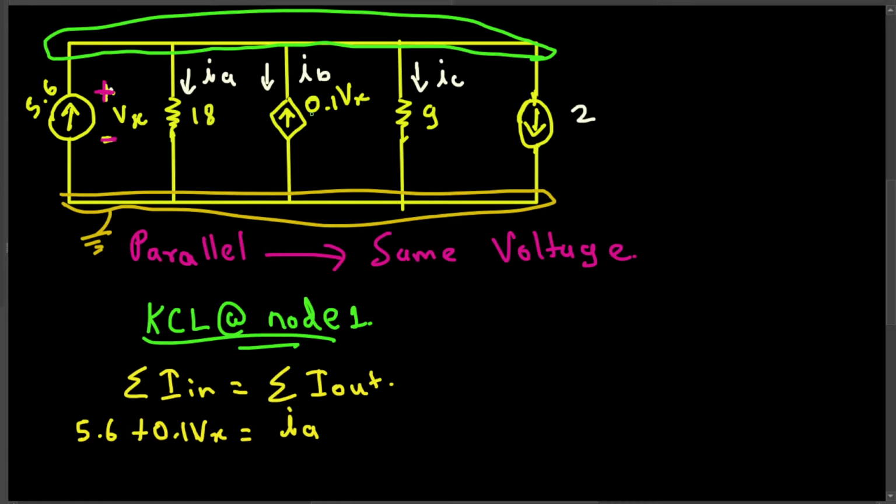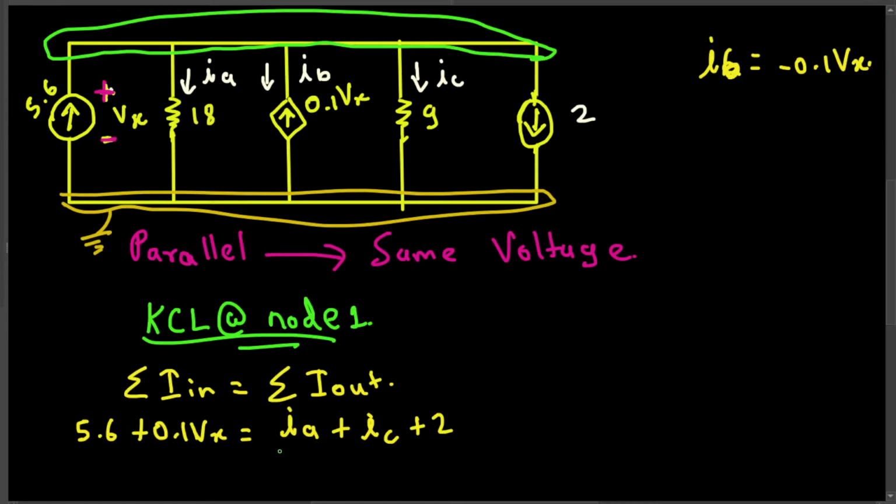And IB, I don't put IB because IB is exactly the same current as 0.1 Vx, just on the opposite side. So IB is equivalent to negative 0.1 Vx. We already used that one right here, so we don't write IB again. We leave that one alone. And IC is getting out of the node, so that's going to be here. And then 2 ampere is also getting out of the node, so that's going to be here as well.